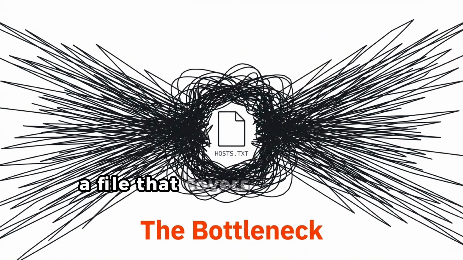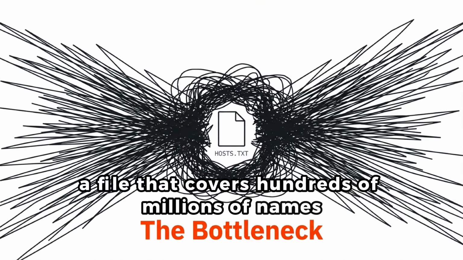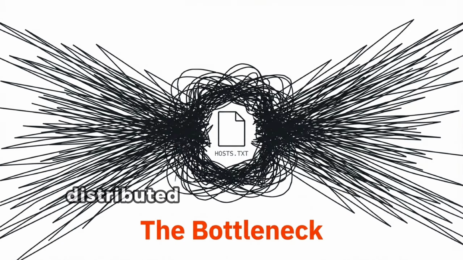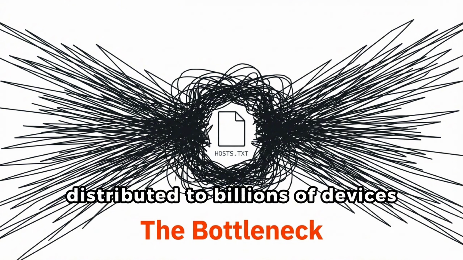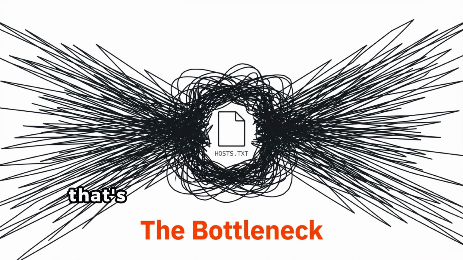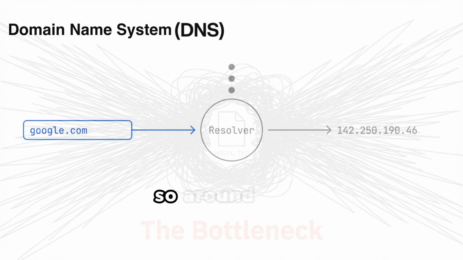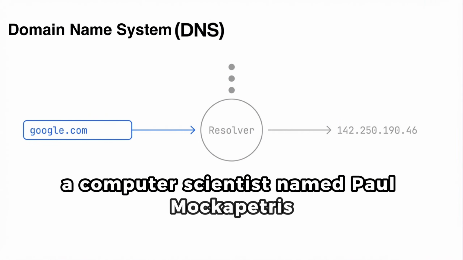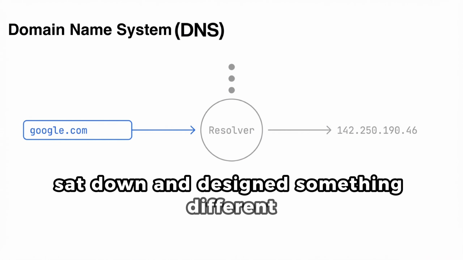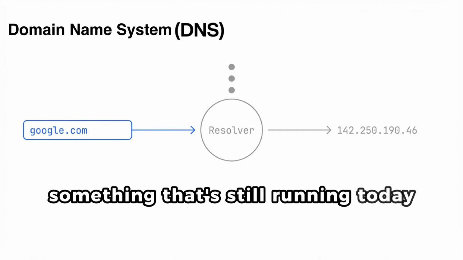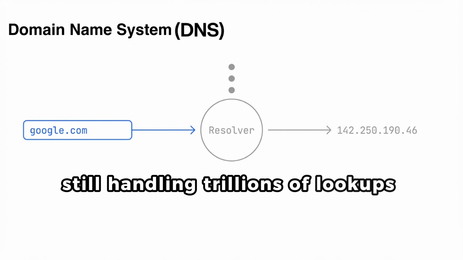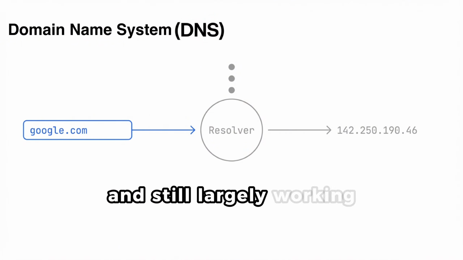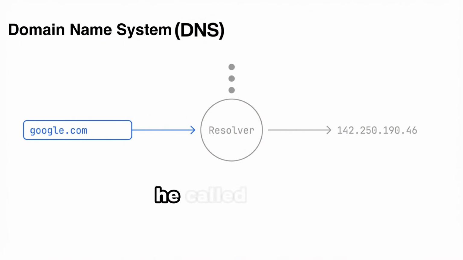A file that covers hundreds of millions of names, updated constantly, distributed to billions of devices, that's not a file anymore. That's an impossible pipe dream. So around 1983, a computer scientist named Paul Mockapetris sat down and designed something different, something that's still running today, still handling trillions of lookups per year, and still largely working the way he designed it. He called it the Domain Name System, DNS.